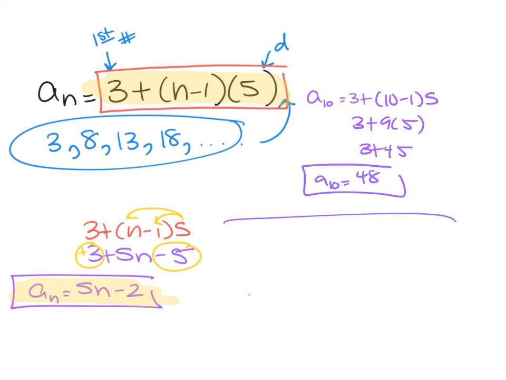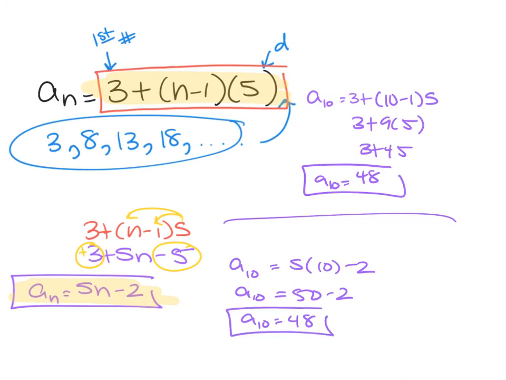Well, let me just show you how it works down here too. So you'd say A sub 10 equals 5 times 10 minus 2. A sub 10 equals 50 minus 2, which is 48. So again, you can see it works. Just know that sometimes you're going to see the simplified version, okay?